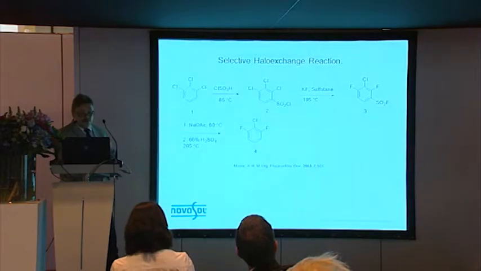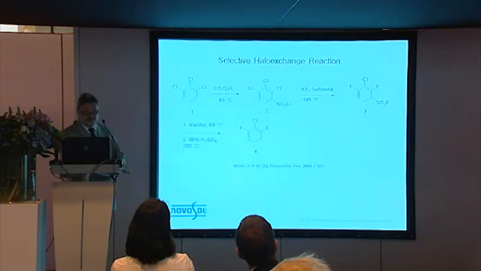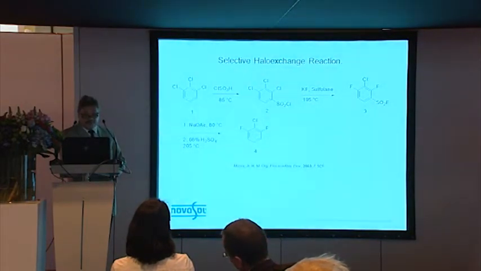Sulfolane has also been used as it is very good in dissolving, for instance, potassium fluoride. So it has been used a lot for converting chlorides on aromatic compounds into fluorides, which is a very useful conversion. And under standard conditions, it is very difficult.